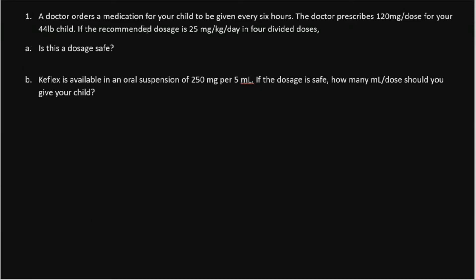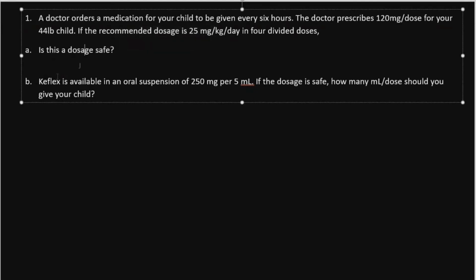A doctor orders a medication for your child to be given every 6 hours. The doctor prescribes 120 milligrams per dose for a 44-pound child, and the recommended dosage is 25 milligrams per kilogram per day in 4 divided doses. They're asking us, is the dosage safe? There's a part B, but we'll handle that later. I recommend we start with part A.